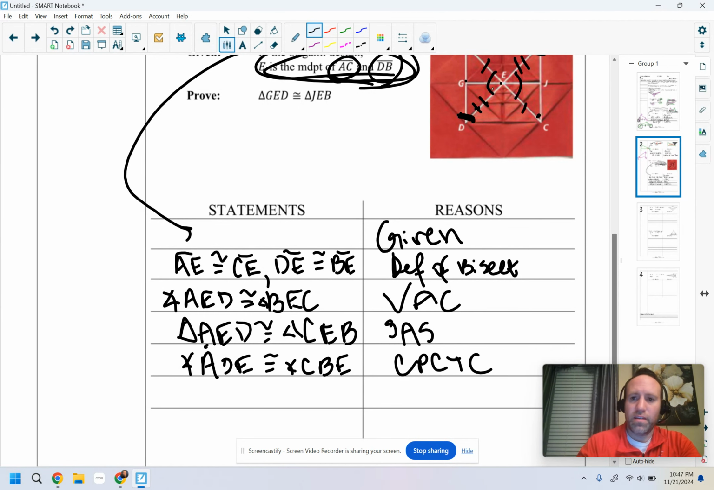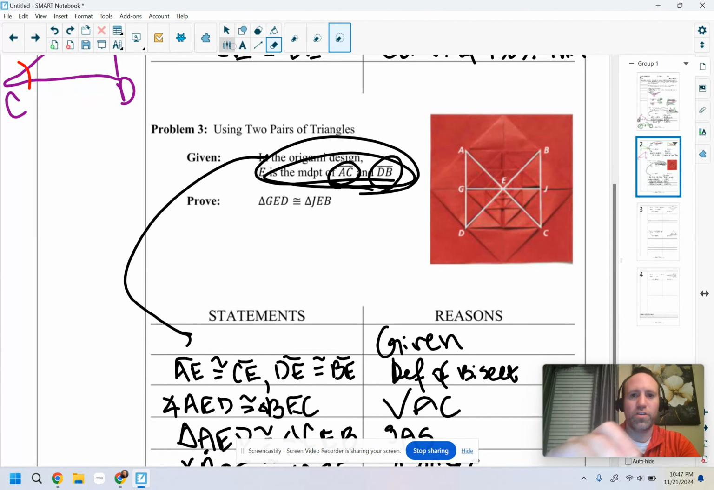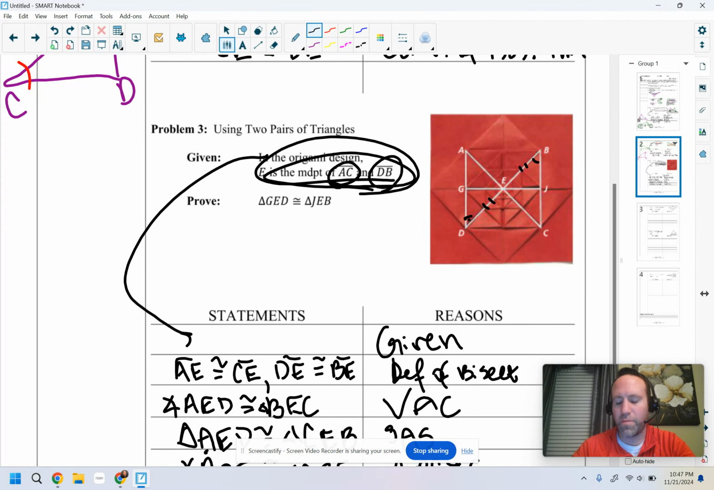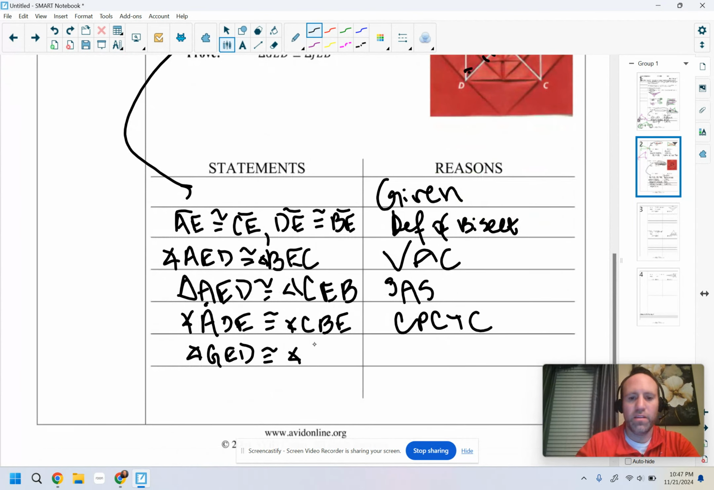I'm going to go back to my diagram for a moment, kind of give myself a fresh start again. We've proven these two angles are congruent. We know that these two sides are congruent. We already wrote that down by definition of bisector. Now we just have to write this out formally right here that these two angles will be congruent by vertical angles. So GED is going to be congruent to BEJ. And now we can say by angle side angle that those two triangles are congruent.